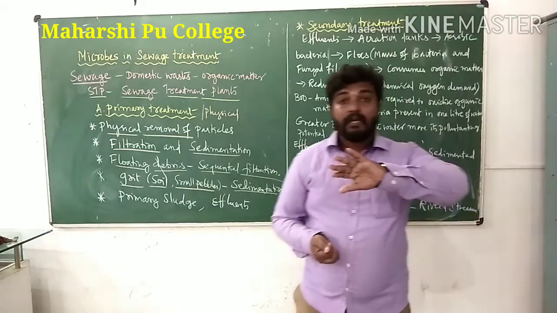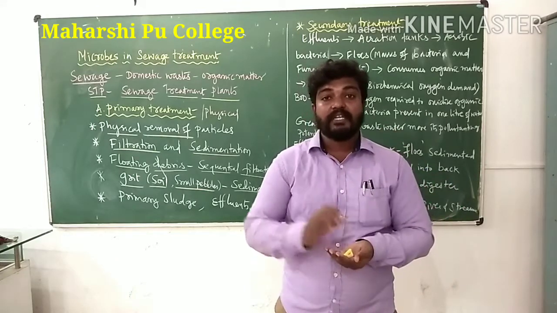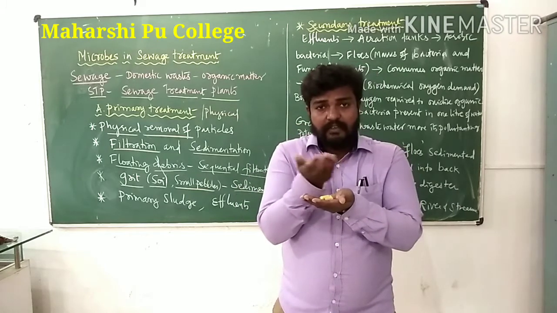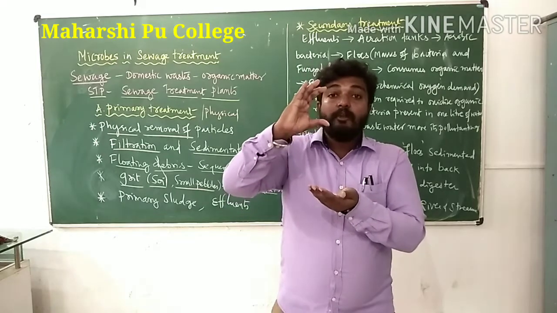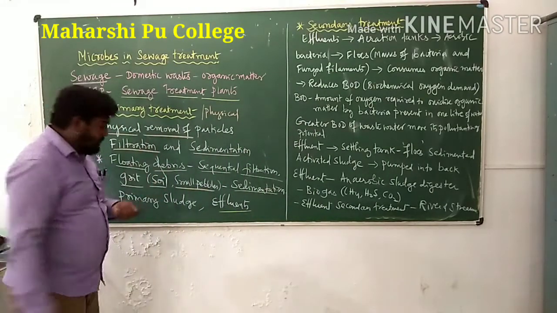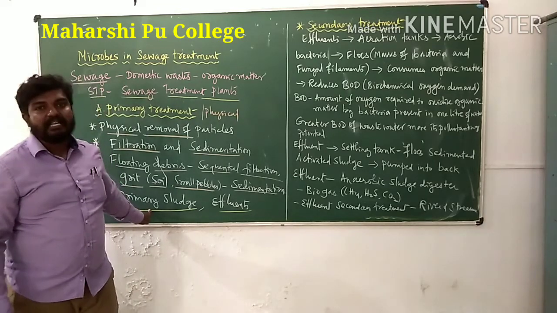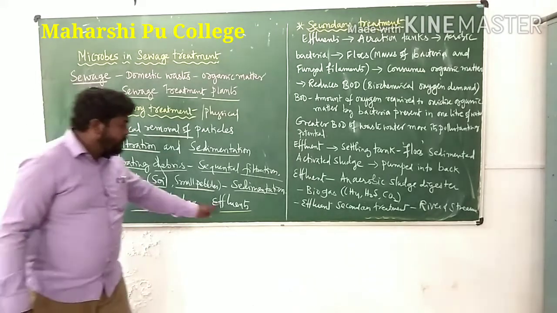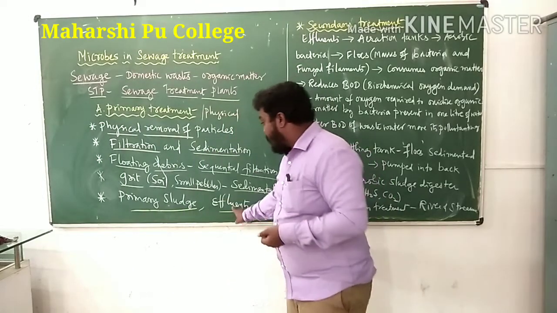Once the physical removal of the particles is done with filtration and sedimentation, you can observe that sedimentation takes place at the bottom, where particles settle down, and there will be a liquid. That liquid we call effluent. What is sedimented and settled down in the tank at the bottom, we call primary sludge, and the remaining water, the liquid content, we call effluent.